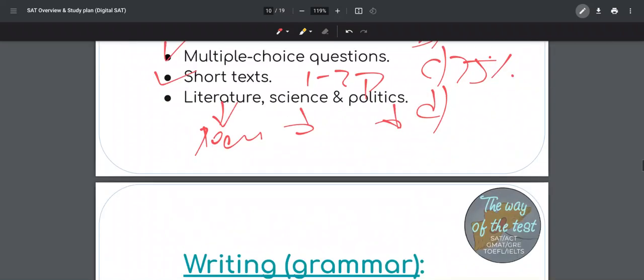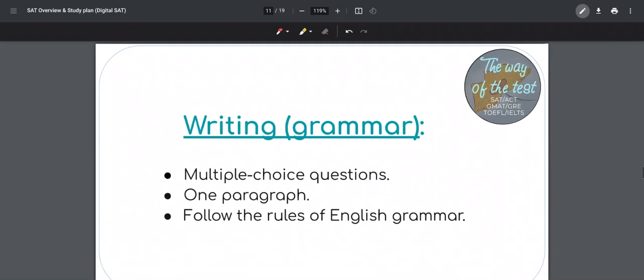Then we're going to go to the writing section. Remember, although it's called the writing section, you don't really have to write anything. In the new digital SAT, you are no longer required to write anything. This is actually just testing your grammar. Again, these are all multiple choice questions. Same thing applies, which means you can completely randomly guess.